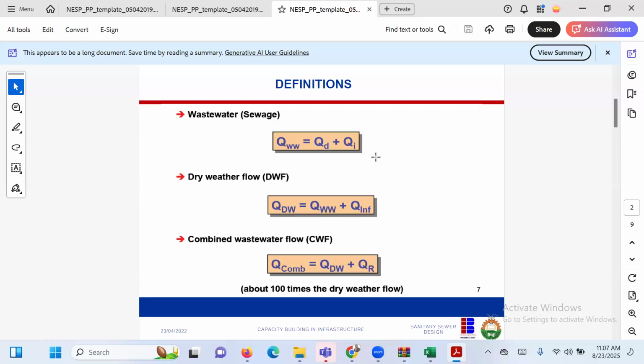Then we have what we call combined wastewater flow. When we say combined, it means sewage and stormwater combined together.